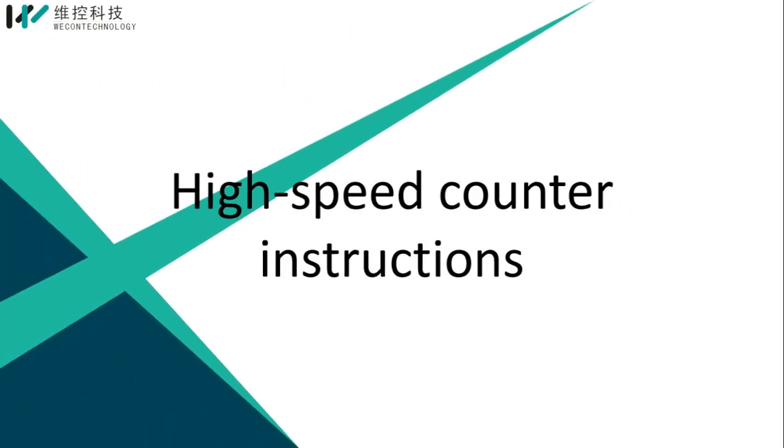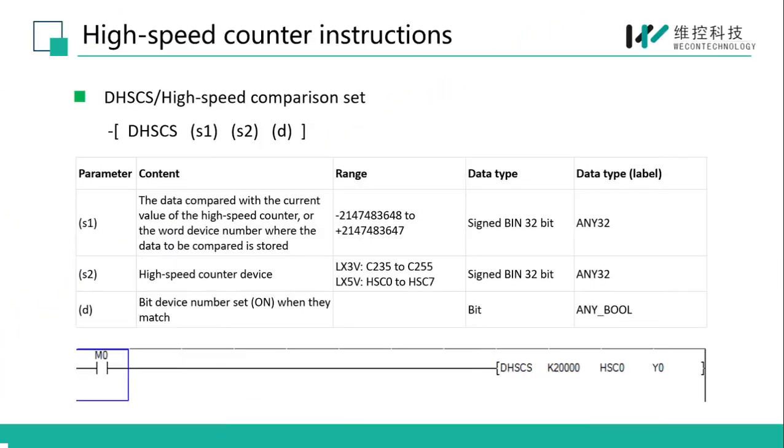Let's move on to some high-speed counter related instructions. The first instruction is the comparison set. This instruction is used when the value of the high-speed counter is equal to the value we preset, and then it triggers the register and the relay we set here.